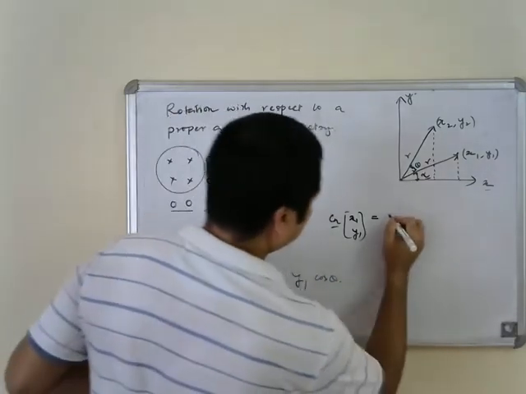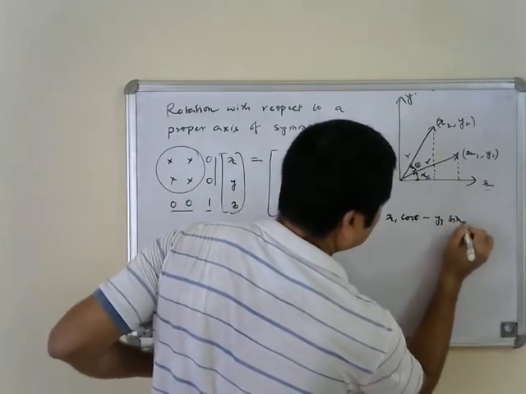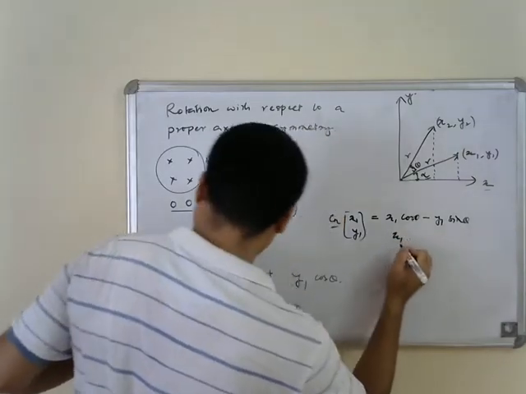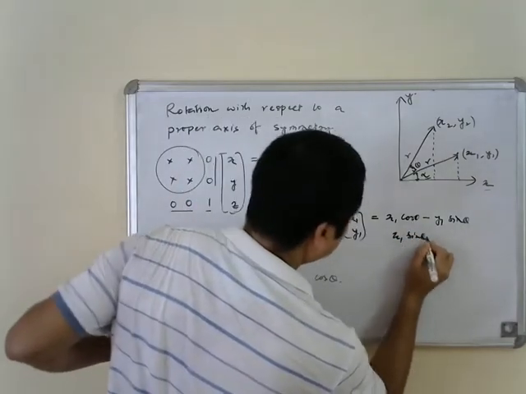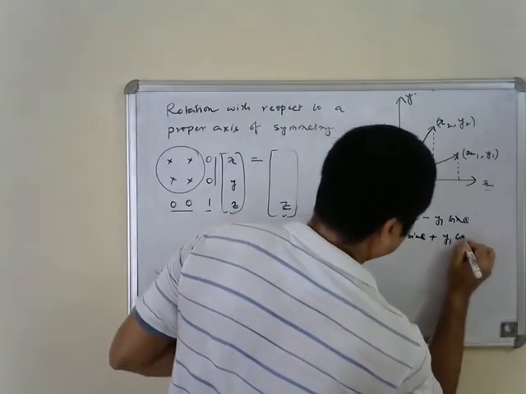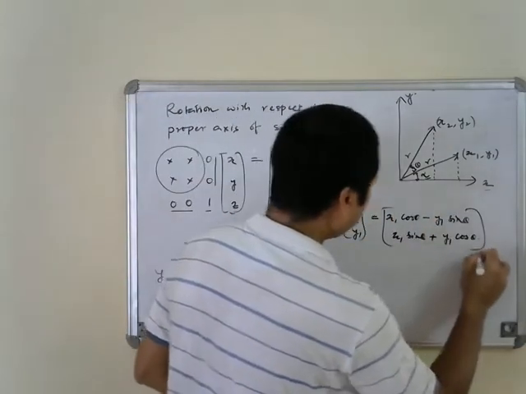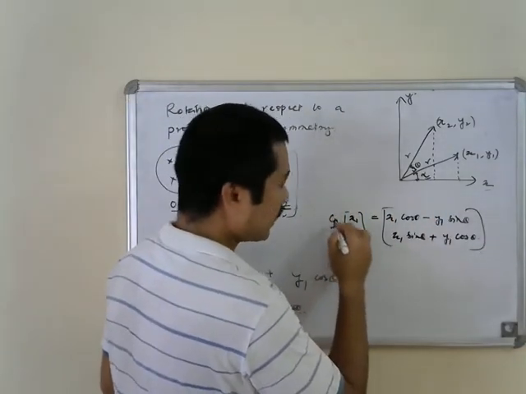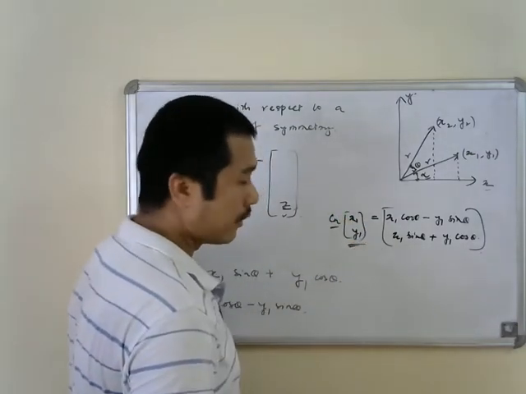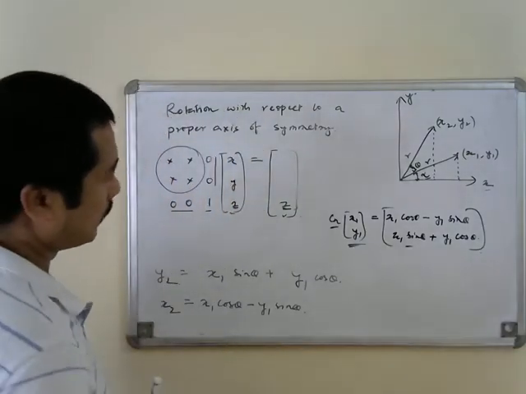So x2 is equal to x1 cos theta minus y1 sin theta, and y2 is equal to x1 sin theta plus y1 cos theta. So this is the resulting matrix that we get when we do Cn operation, or rotate with respect to z-axis by angle theta on x1 and y1. These are the final coordinates of x1 and y1.